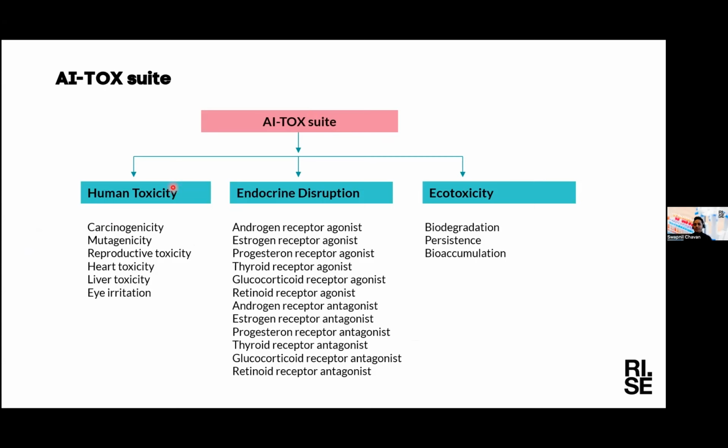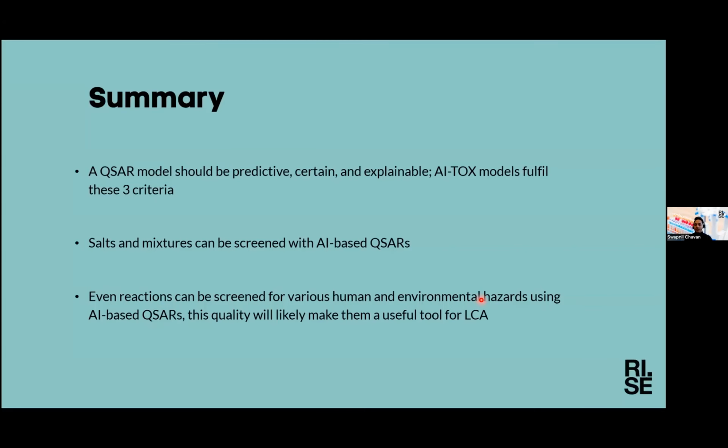This suite consists of human toxicity endpoints like CMR, carcinogenicity, mutagenicity, reproductive toxicity, as well as heart, liver, and eye irritation problems. Then there are 12 endocrine receptor-based models. There are 3 ecotoxicity related models. So in summary, a QSAR model should be predictive, should be certain, and should be explainable. Our AI-TOX models fulfill all of these 3 criteria, which makes them good models.